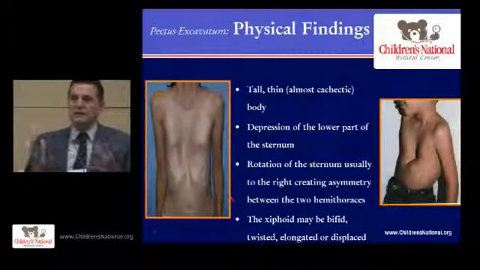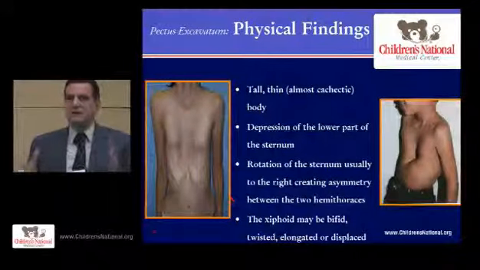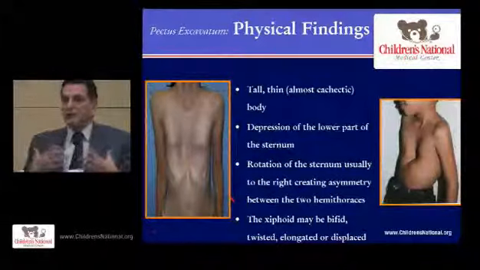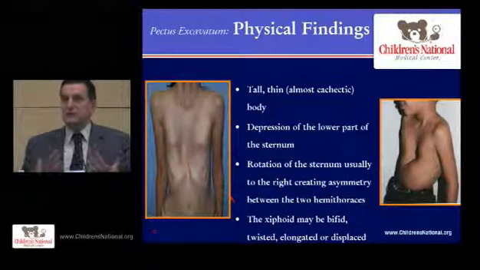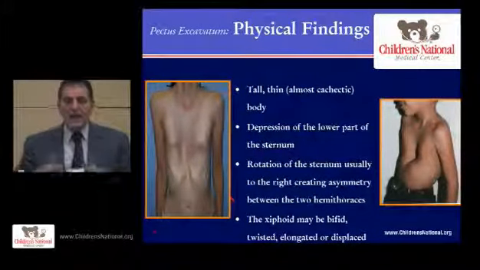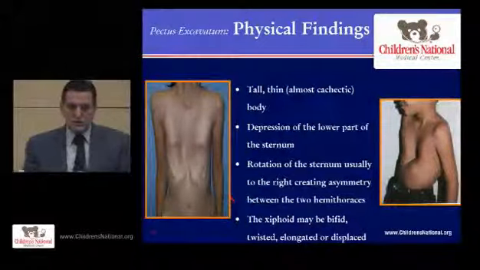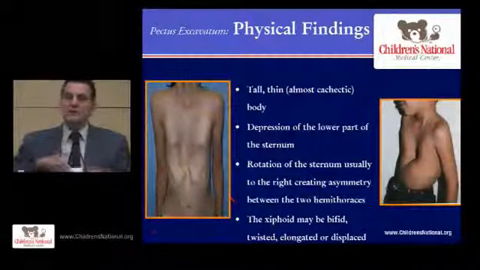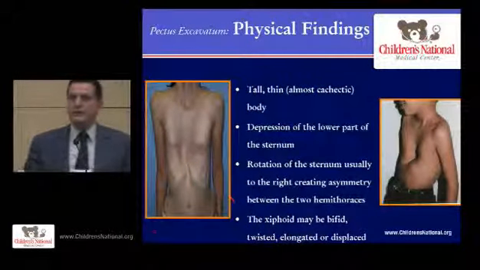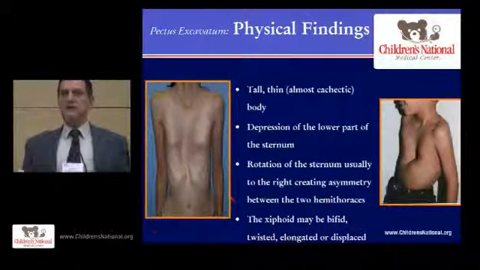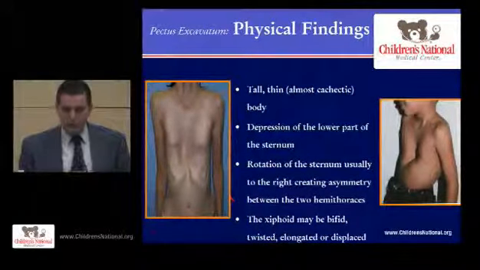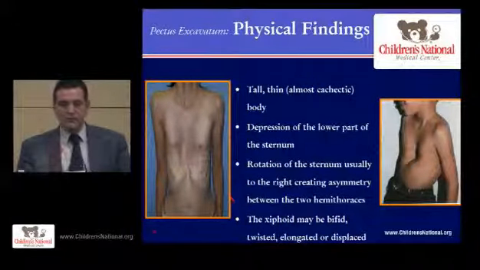You look at them, they tend to have a very characteristic body habitus. They tend to be very tall and very thin. Sometimes they may look cachectic, but it's not because they try to be this way. This is the way that their body is formed. Clearly, you're going to see the depression of the lower part of the sternum. The sternum may be rotated to the left or to the right, so always you try to tell them to put their feet together and stand in attention and stand as straight as they can, because this is what is going to give you the actual idea.